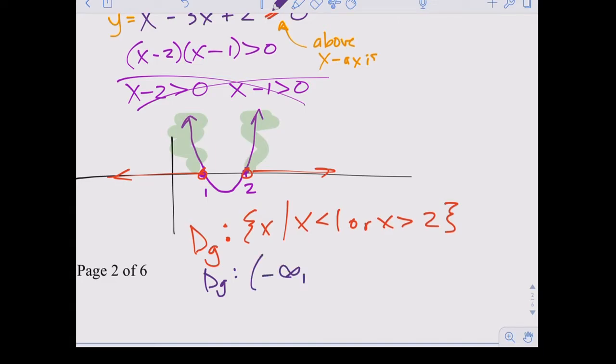What would that be in interval notation? Negative infinity to 1, union, 2 to infinity, right? And they all get parentheses, yeah? So either one of those works.